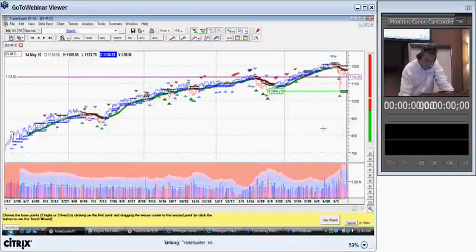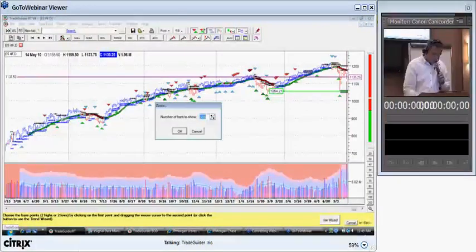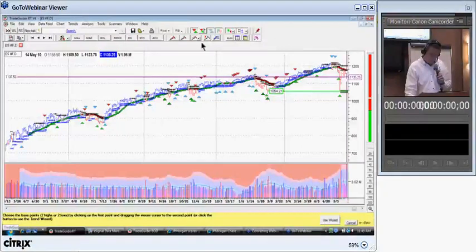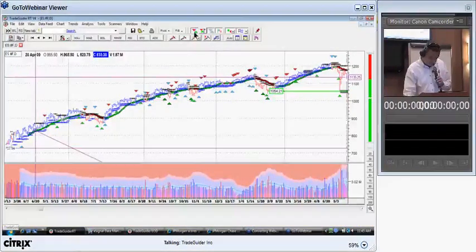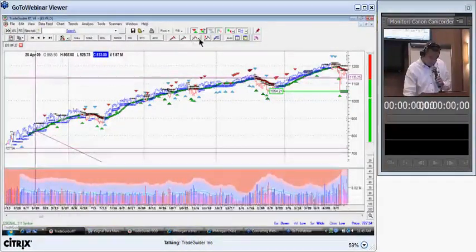Okay, let's go back to the March low. In fact, we can go back further. So what I'm going to do here is put a trend channel that we can see on this chart. Now, you can probably go back further here, but just bear with me a sec.